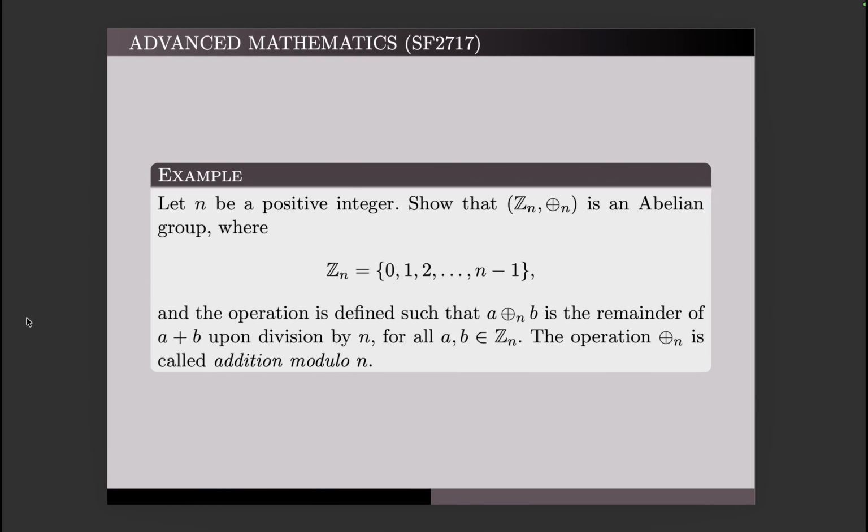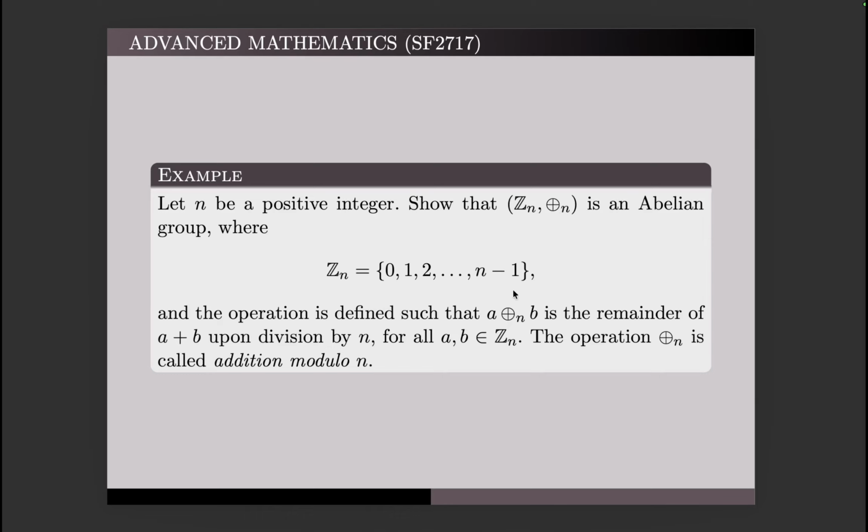This is one of the very important examples. So I will try to describe it precisely, but I want you somehow to send it to your memories. It's a very famous finite group, finite abelian group. So let n be a positive integer. Show that Z sub n, which is defined to be the set 0, 1, 2, up to n minus 1, and this operation, which is some kind of addition with some index n, is an abelian group.